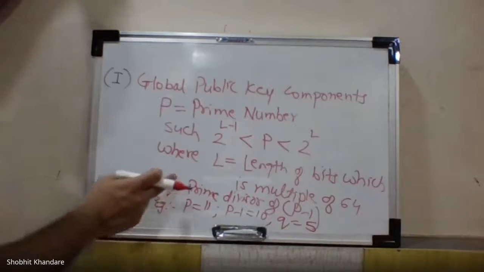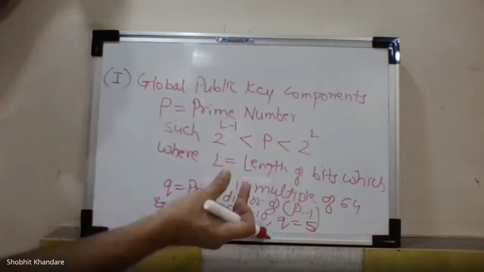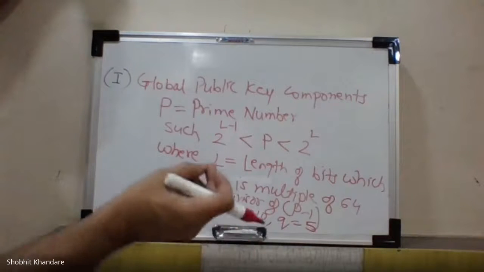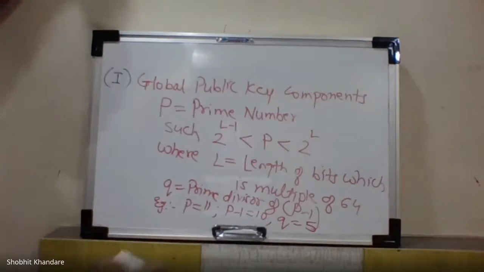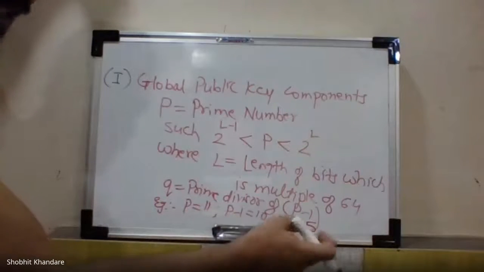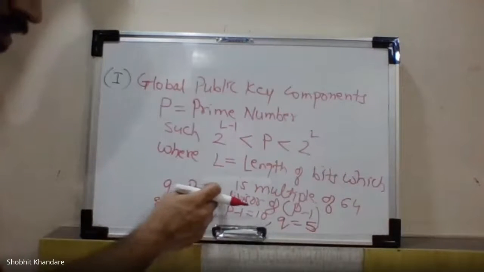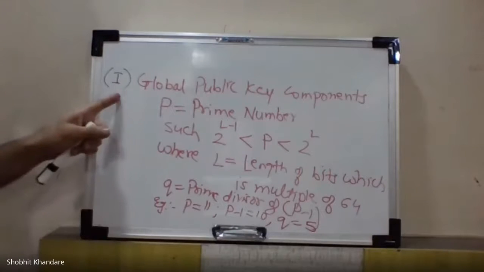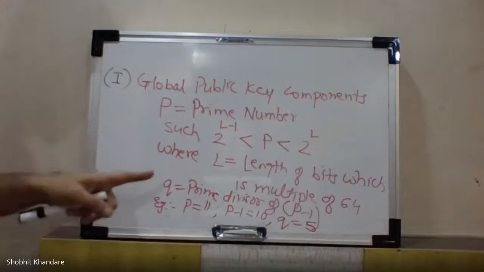Whenever you are assuming some value of p, you have to subtract 1 from that. Whatever number you get, you take the factors of that number and see that you are taking the prime number from that because it is a prime divisor of p minus 1. I have given an example. If p is equal to 11, p minus 1 is 10, then your q becomes automatically 5, and 5 is a prime number. So 5 is a divisor of 10. So this is about the q. We have seen p, we have seen q.